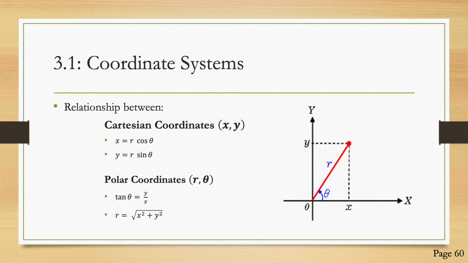So, a continuation of the coordinate systems, there is a relationship between Cartesian and polar coordinates. For Cartesian coordinates in terms of polar coordinates, we have x equals r cosine theta and y equals r sine theta. And for the polar coordinates in terms of Cartesian coordinates, we have tan theta equals y over x, and r equals the square root of x squared plus y squared.